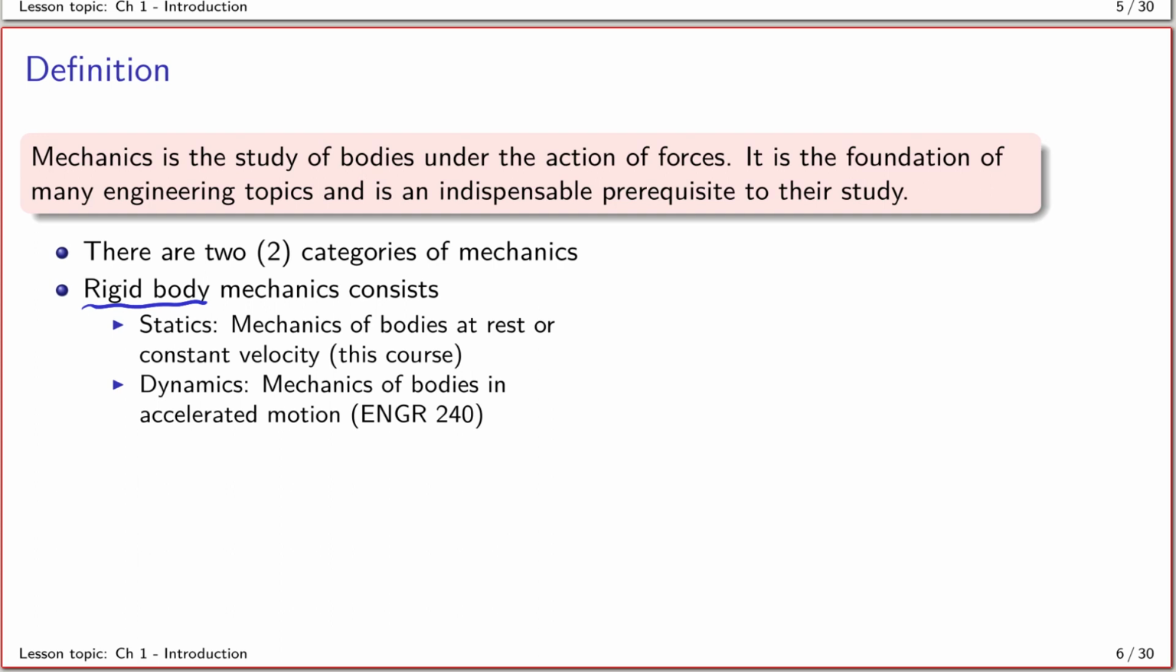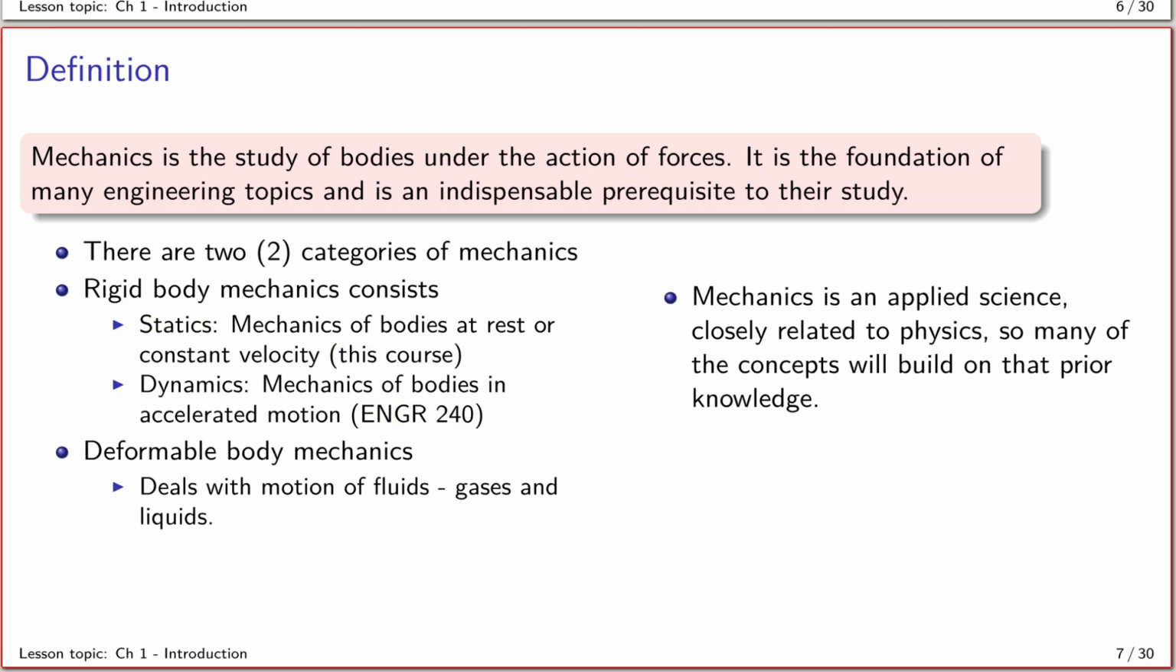Now within a rigid body, you can have statics mechanics and dynamics mechanics. Okay? So statics basically refers to the mechanics when bodies are in equilibrium. For example, they are either at rest or moving at a constant velocity. And that's what our course is going to be about. Dynamics, on the other hand, is the mechanics of bodies that are undergoing accelerated motion, which is the topic of another engineering class, which is Engineering 240.